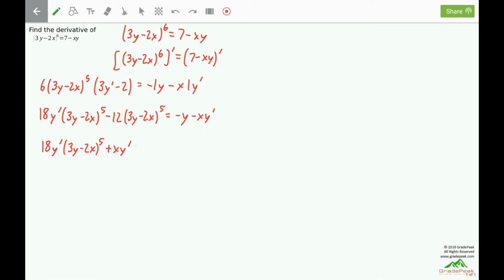xy prime, equals, moving over, adding over, a positive 12(3y − 2x)^5, since it did not have a y prime in it, and then we also have that minus y, which will stay there, because it also did not have a y prime in it. We've isolated the y prime terms on the left, and we can now factor a y prime out. And that will leave us with y prime times [18(3y − 2x)^5 + x] equals, and then on the right side, we will leave it alone.